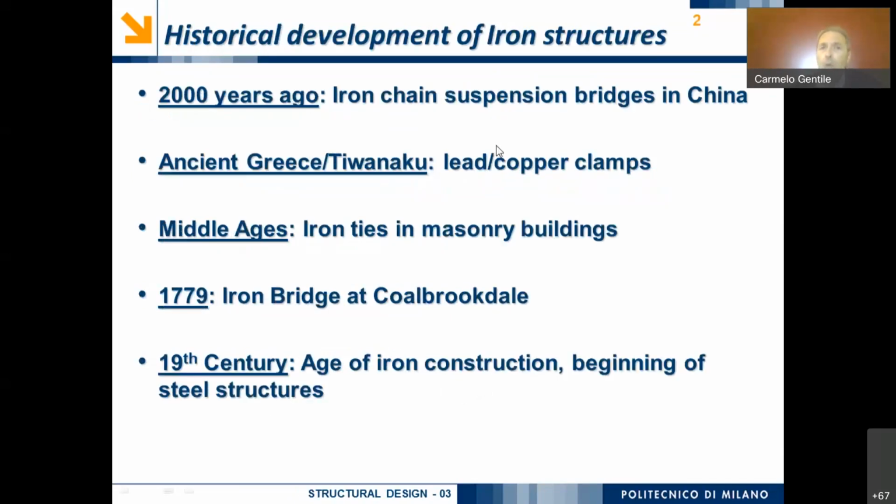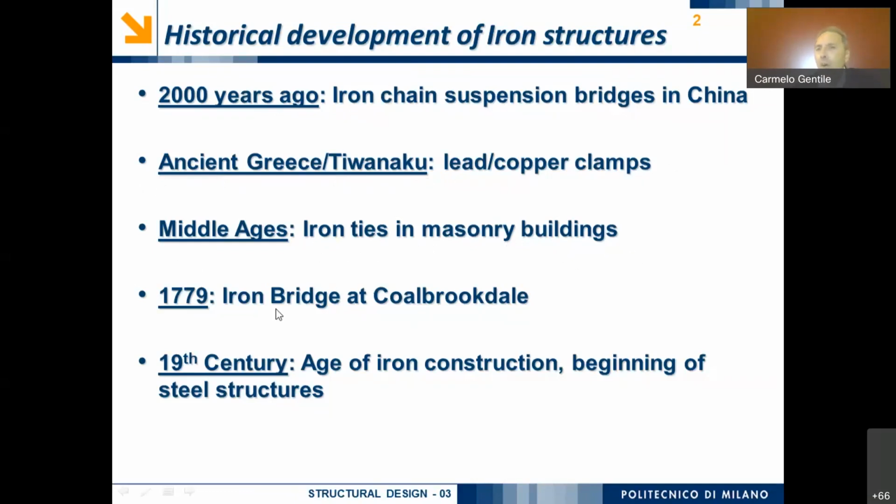So if we want to look back at the historical development of iron structure, there is some evidence of the presence of iron structures until 2000 years ago, with some iron chain suspension bridges in China. Of course, the Greeks used lead and copper clamps in their columns, but in the Middle Ages there was a large use of iron ties in masonry buildings, and I will show you some examples.